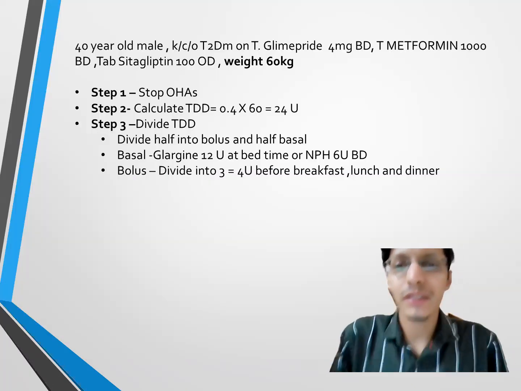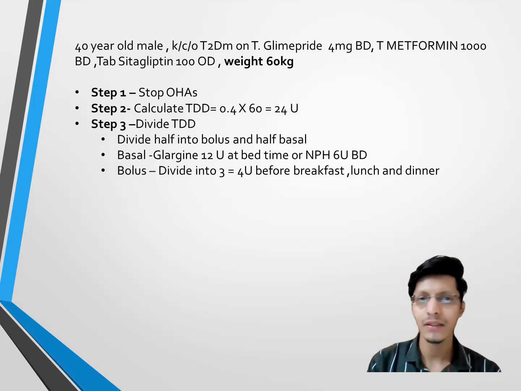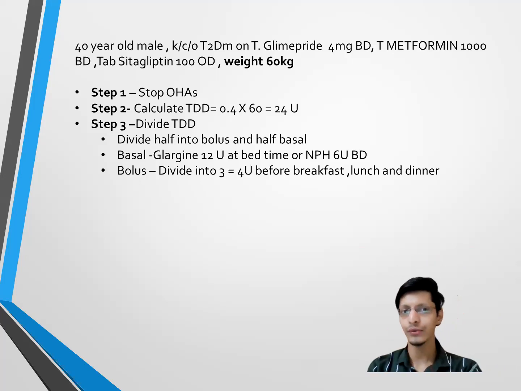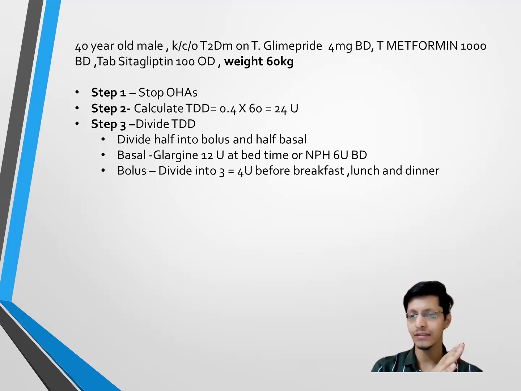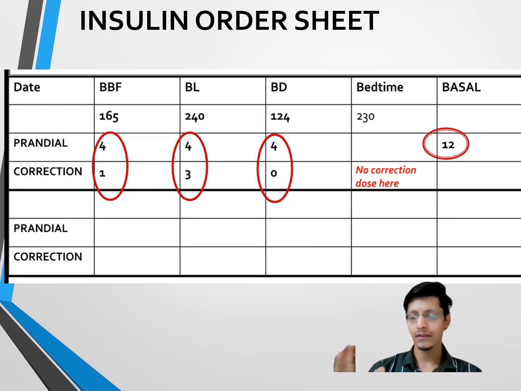So, the patient came. He's on the oral hypoglycemic drugs at the maximum tolerated dose. I stopped the OHs. I calculated the total daily dose, 24 units came. I divided it, 12 units are of glargine, and I divided the rest into 4, 4 and 4. Okay. Now I checked the patient's sugar: before breakfast it was 165, before lunch it was 120, and before dinner it was 124.